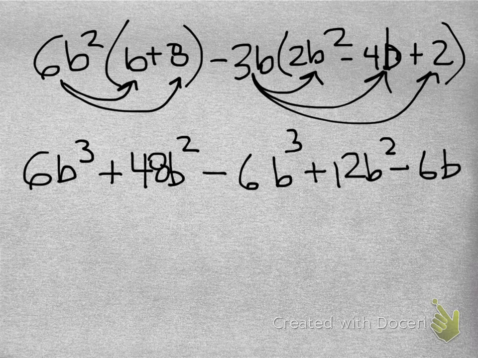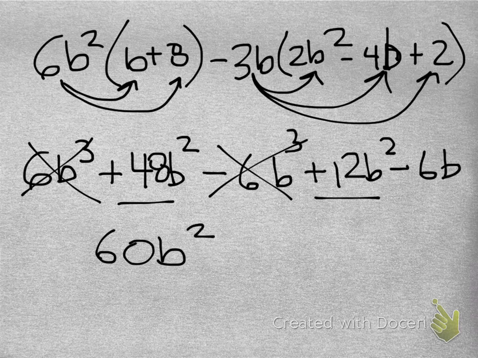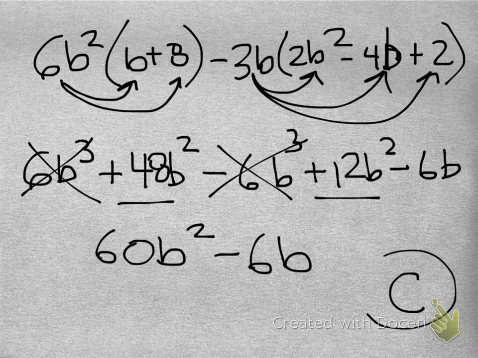So if we look to combine like terms, 6b cubed minus 6b cubed cancels itself out. 48b squared plus 12b squared is 60b squared. And then negative 6b is left over, so we continue and just write it as minus 6b, which is the multiple choice answer of C for number 7.